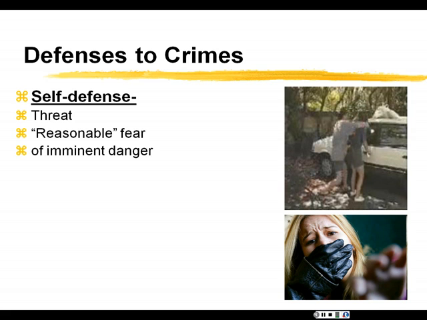In this case here, you have a woman who's trying to get into her car. A guy comes up from behind, or a person comes up from behind her and covers her mouth, puts a knife to her neck. Is it reasonable for her to think that she's in danger? And obviously it is.